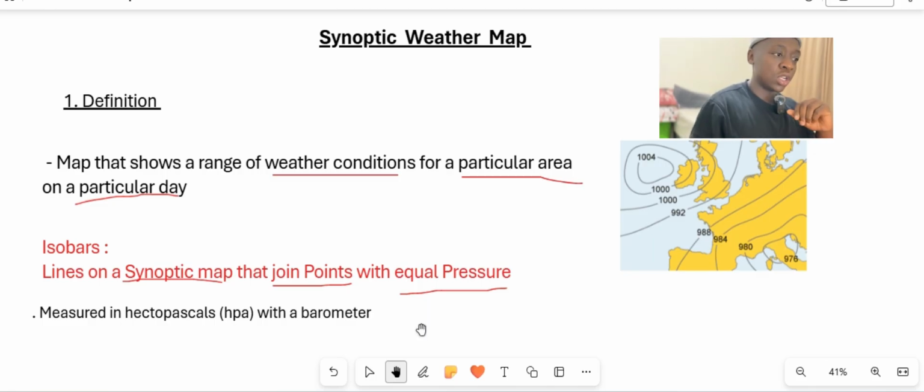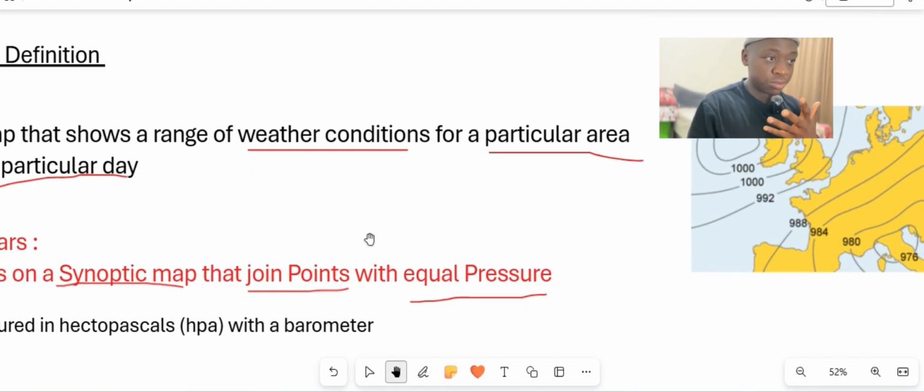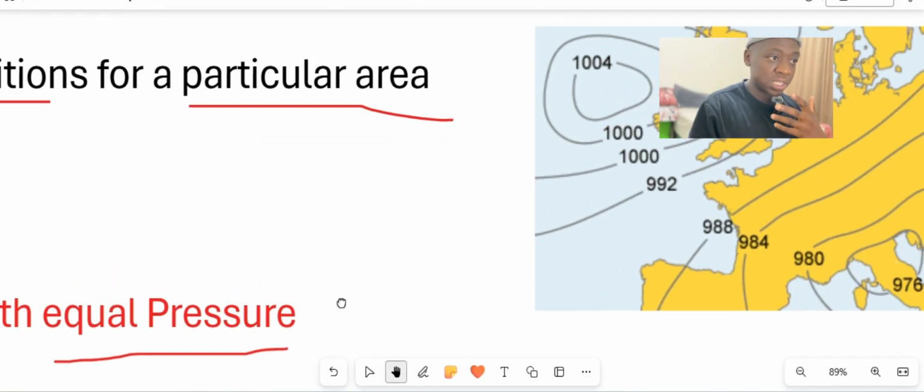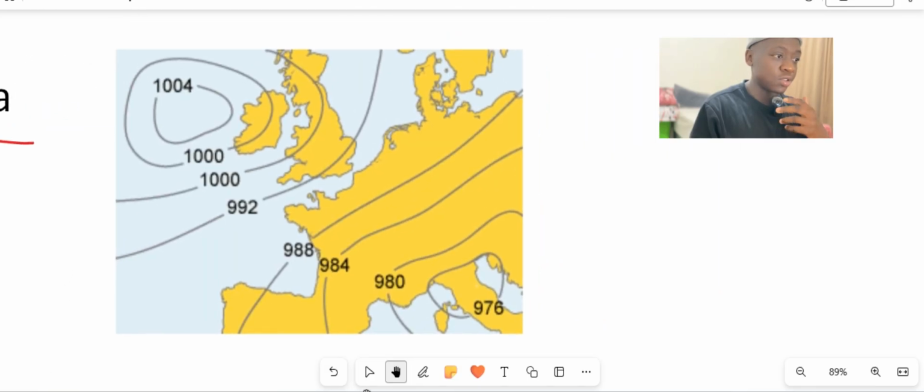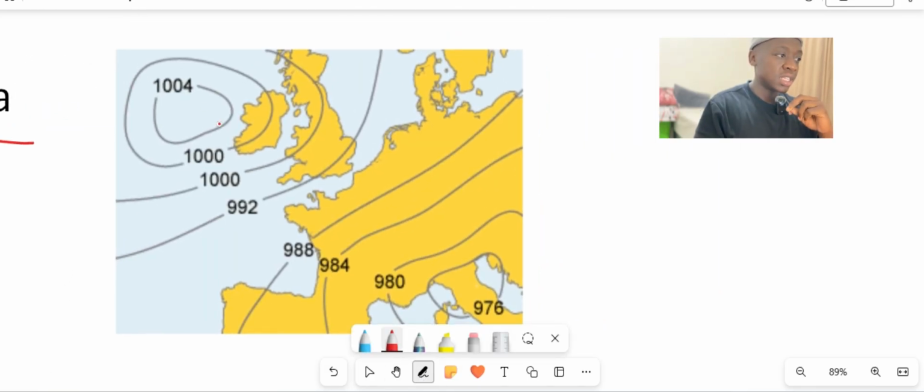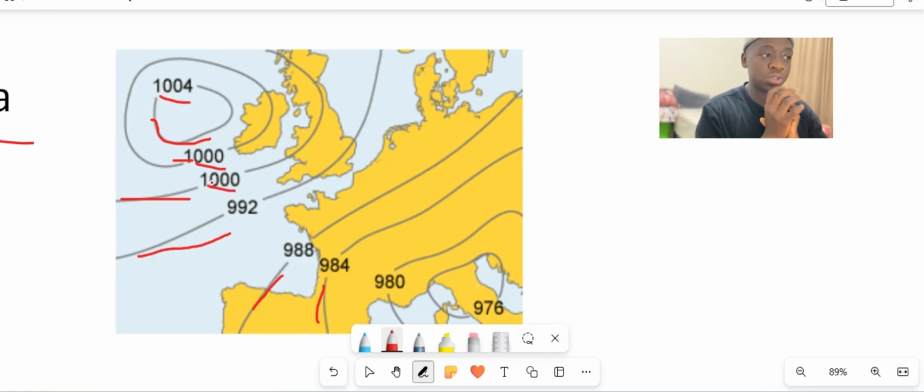Yes. I would like to show you so that you can get a clear idea of what isobars are. So this is a type of isobar. For example, as you can see here, this is a line of equal pressure. This is a line. This is also an isobar, and this is also an isobar. These are the numbers 1004, 1000, 1000. These are the numbers they refer to as what?